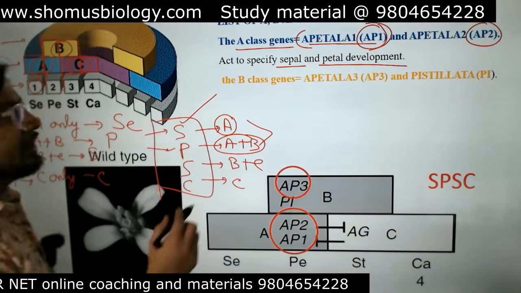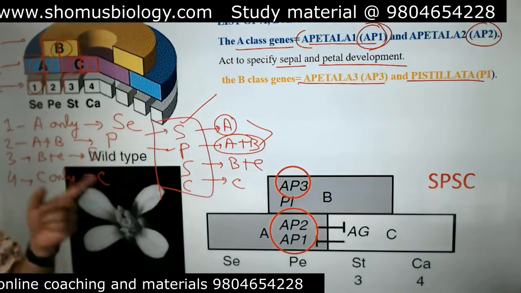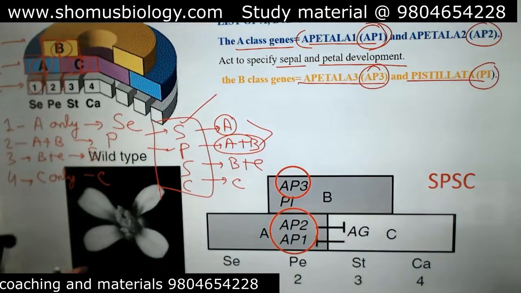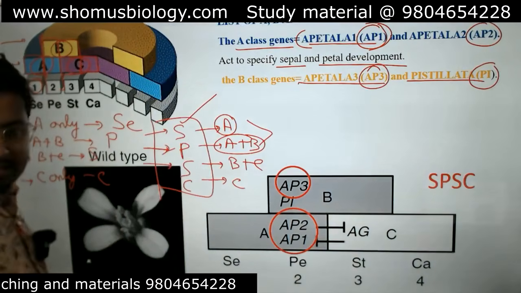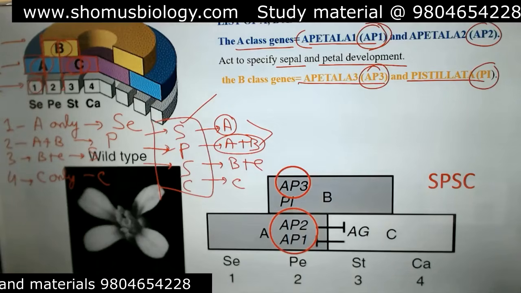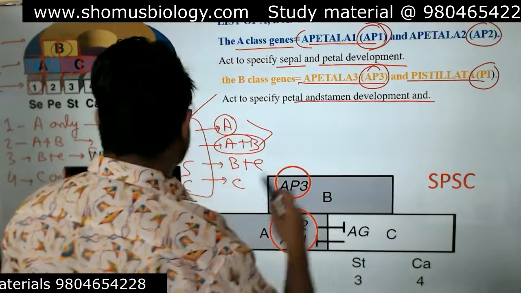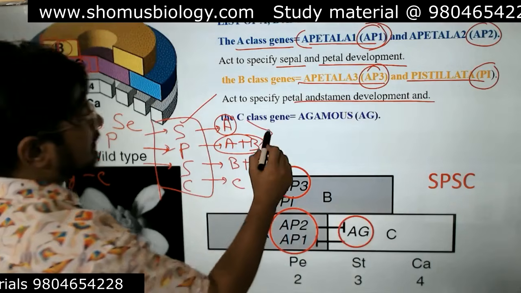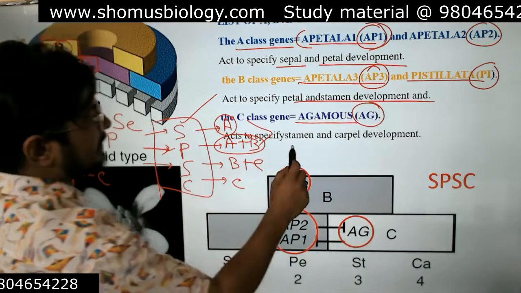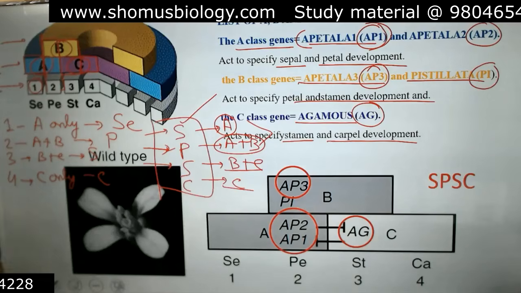Then class B genes, apetala 3 and pistillata, AP3 and PI, are responsible for the identity of petal and stamen, right? So petal and stamen development. The third one is agamous, short form AG. It acts to specify stamen and carpel development. Stamen and carpel development.